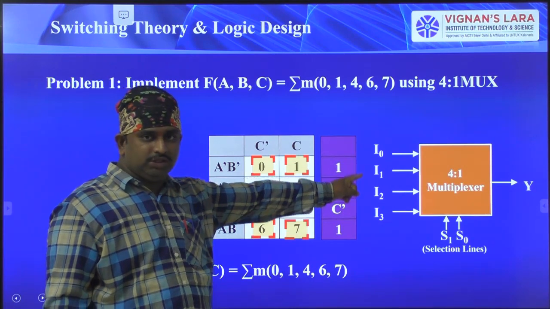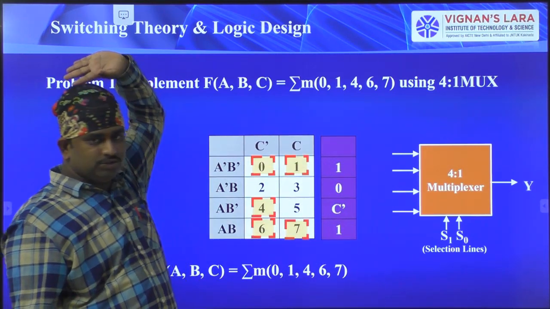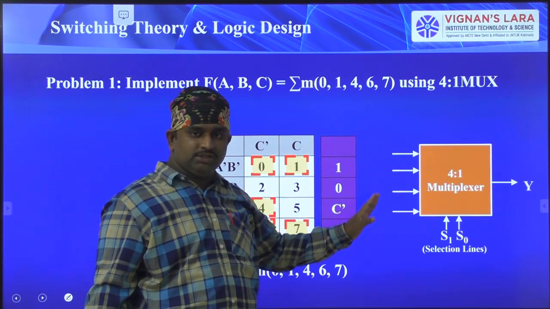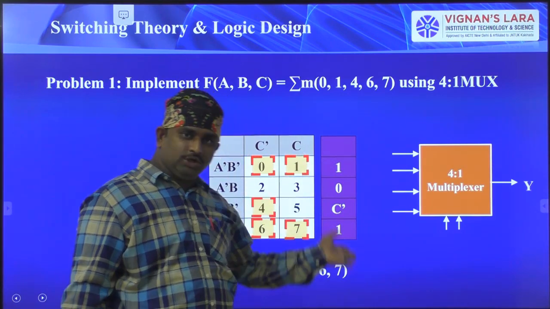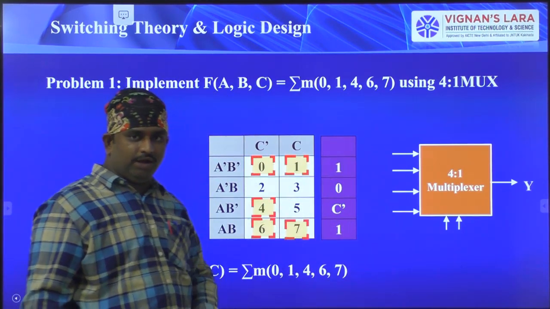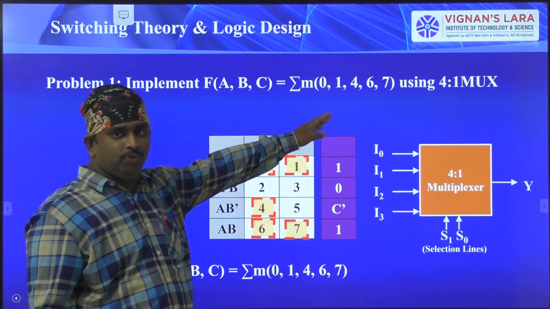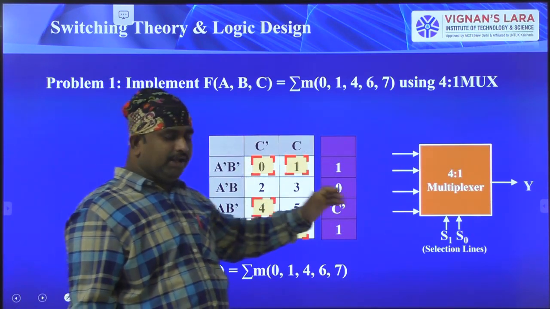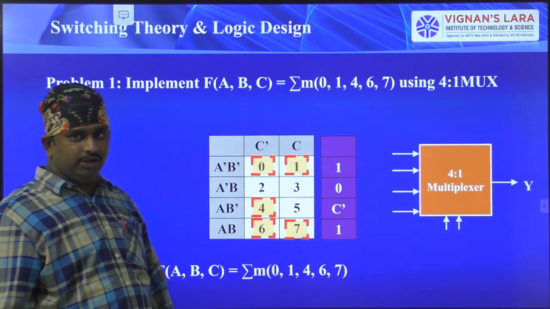Now the next work. You have to remove these I0, I1, I2, I3 values. Just remove those values. Now coming to S1, S0 values, you also have to remove those. Previously here we had I0, I1, I2, I3 values. We have removed those values, and now S1, S0 values also we have removed.